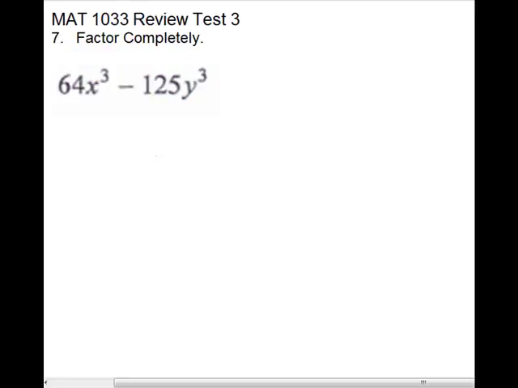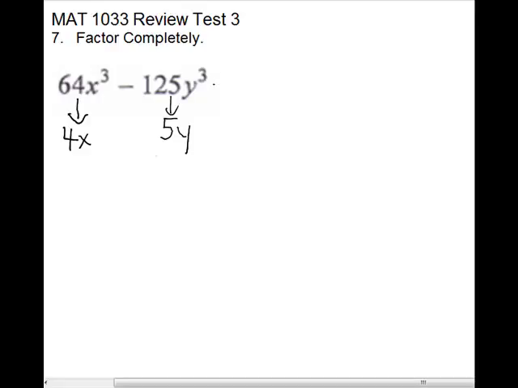Problem 7 is two terms, but it has an exponent of 3. So you have to try cubes. So we see if we can get a cube root. For 64, the cube root is 4 and an x. For 125, the cube root is 5 and a y. So we are going to be able to do cubes.